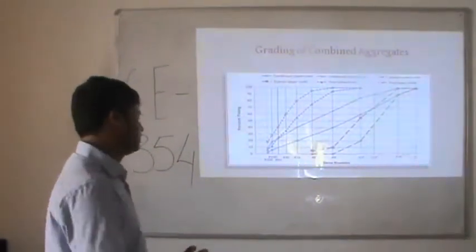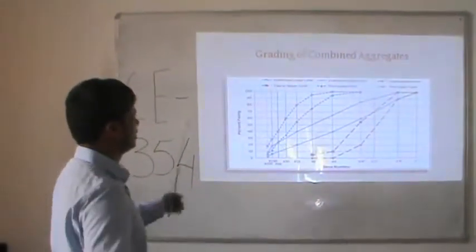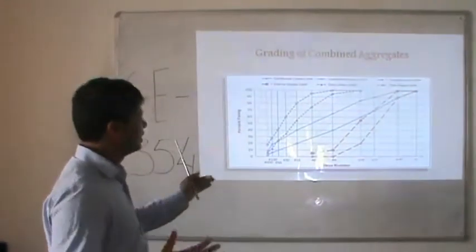Now, this is the sieve number and the percent passing. This is how we calculate the combined grading.